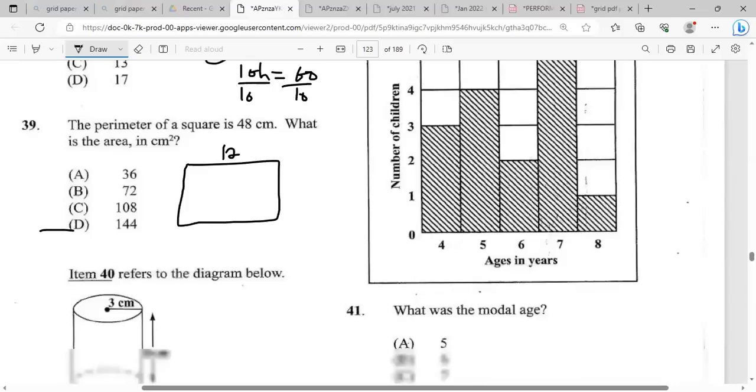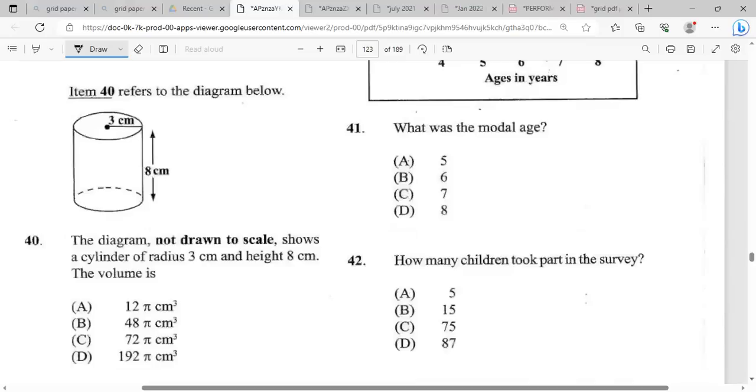No, we don't reach a 40 yet. Ah, Mr. Bennett. Item 40. The diagram not drawn to scale shows a cylinder of radius 3 centimeters and height 8 centimeters.